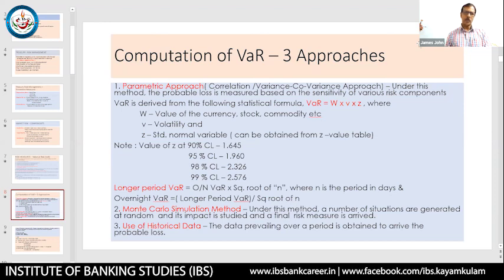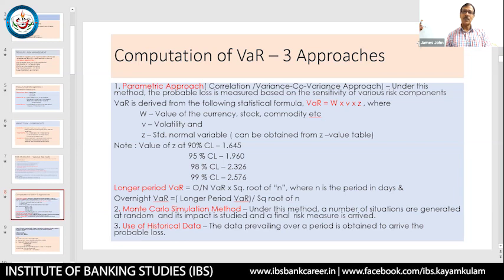Come to the parametric approach. The parametric approach is also called the correlation approach or variance covariance approach. Under this method, the probable loss is measured using the price sensitivity of the asset concerned. Here, for VAR, there is a formula. VAR is derived from the statistical formula W into V into Z, where W stands for the value, V stands for the volatility, means the variation, and Z stands for the standard normal variable.